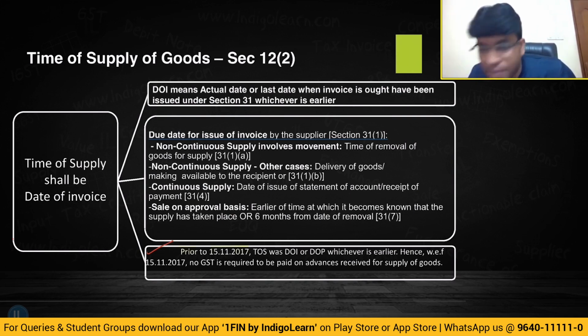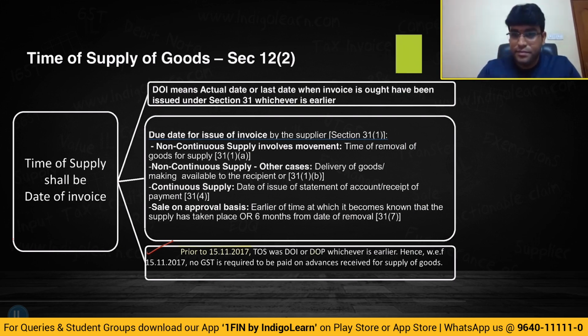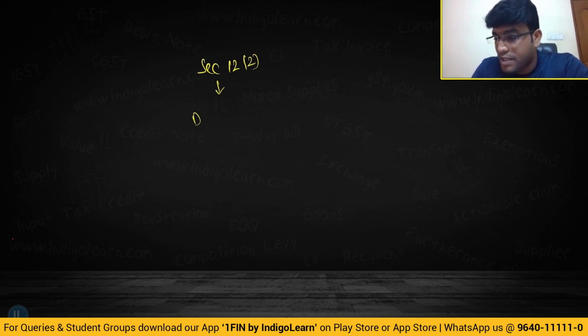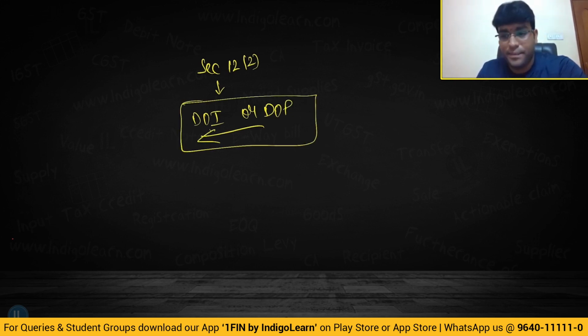Prior to 15 November 2017, time of supply was the date of invoice or the date of payment, whichever is earlier. As per Section 12(2), the general rule, once upon a time, time of supply was the date of invoice or date of payment, whichever is earlier. This was the concept once upon a time.